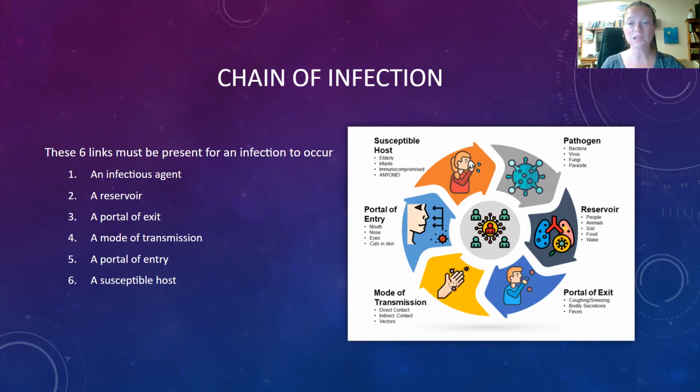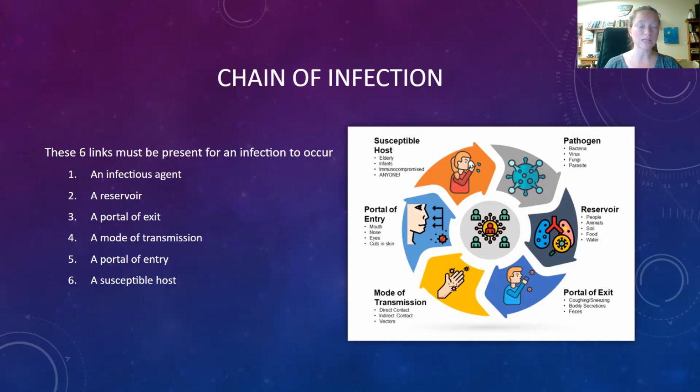Number 5, the fifth link in the chain of infection, is the portal of entry. Easy to remember, it's the same as the portal of exit. So germs get in the same way they get out. So again, skin, respiratory tract, our GI tract, etc. Finally, the last link in the chain of infection is number 6, the susceptible host.